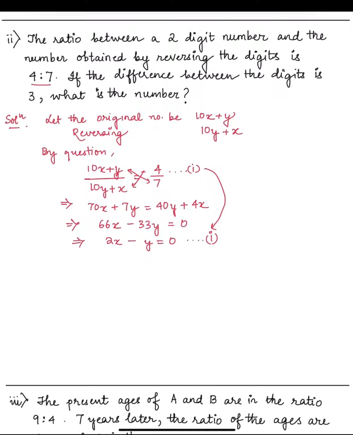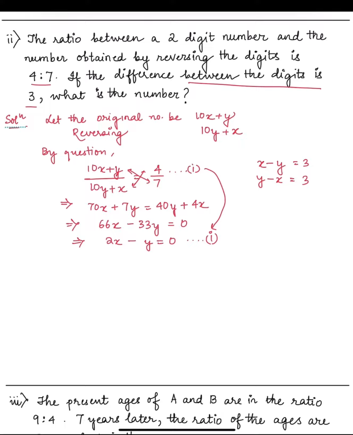Now I need to find two things, x and y. So there must be a second equation as well. The difference between the digits is 3. Now this is a bit tricky. There can be two options. It is either x minus y is 3 or y minus x is 3.